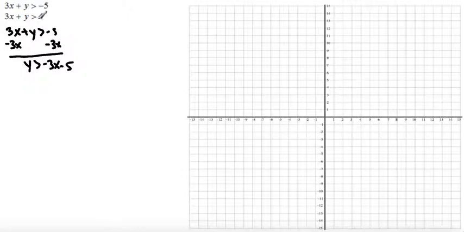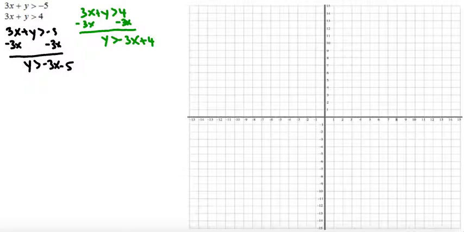And then I do the same thing to the second inequality, so I have 3x plus y is greater than 4. Subtract 3x on both sides. So I have y is greater than negative 3x plus 4.